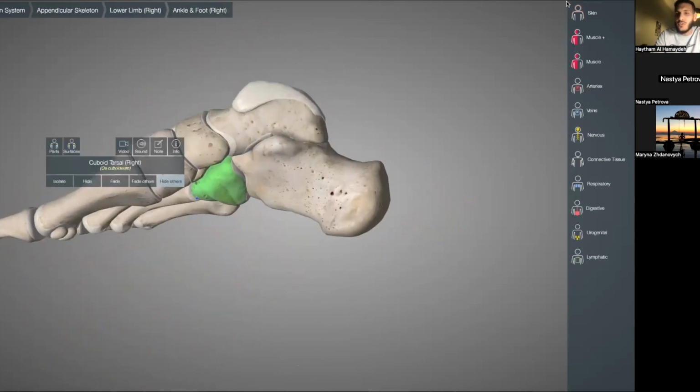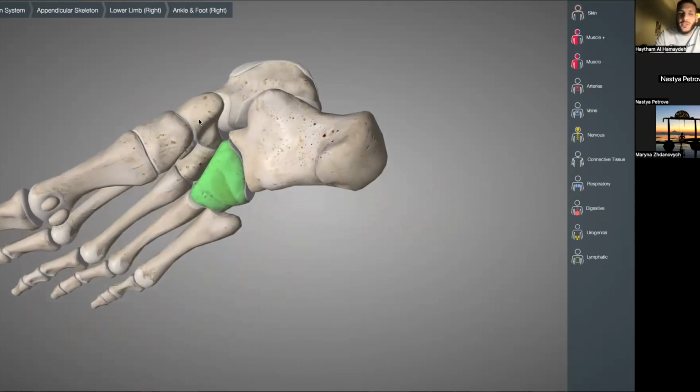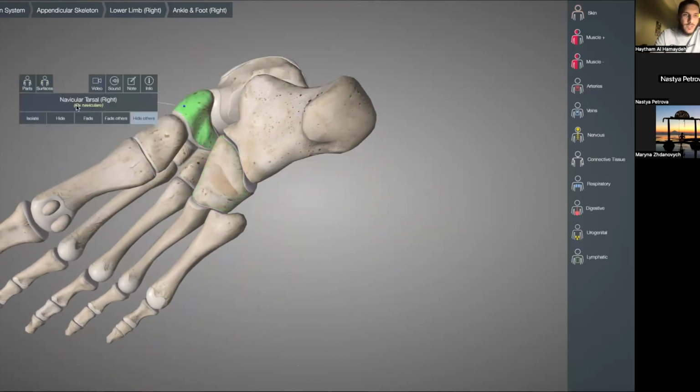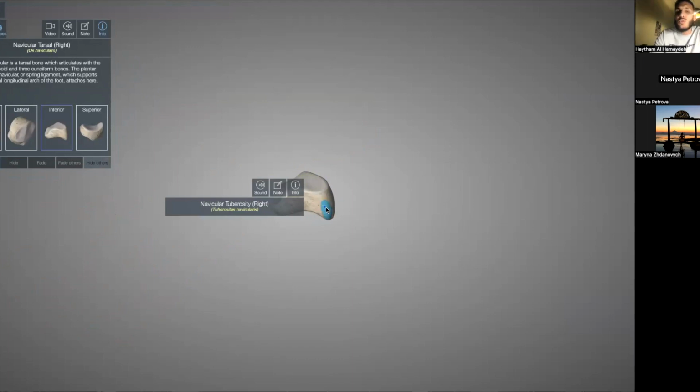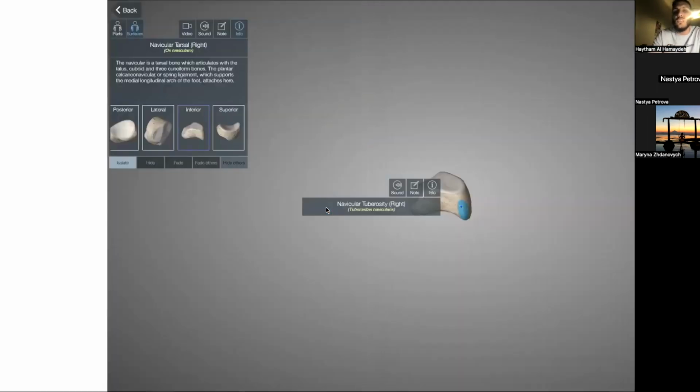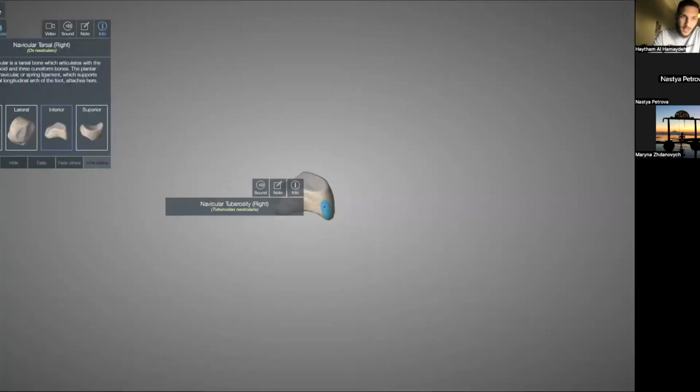Finally, let me get connective tissue in here and I will show you. The navicular inferior surface has a tuberosity. I hope they are labeled here. Inferior surface, there we go. The navicular tuberosity is on the inferior surface of the navicular. What is this important for? It is used for the attachment of the tibialis posterior tendon. Let me show you.